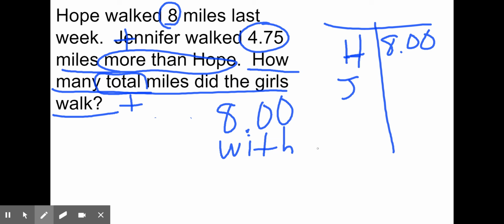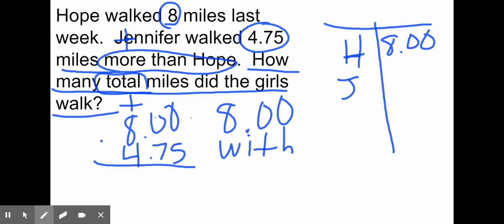Jennifer is 4.75 more than Hope. So I'm going to take my 8, and if she's 4.75 more than Hope, that means to add. And 8 and 4 is 12, and I drop my decimal down. Now, here's another big mistake. Even if you got the 8.00 correct, some of my kids made the mistake because they picked 12.75 as their answer, and that was a choice. That could have been a choice too.